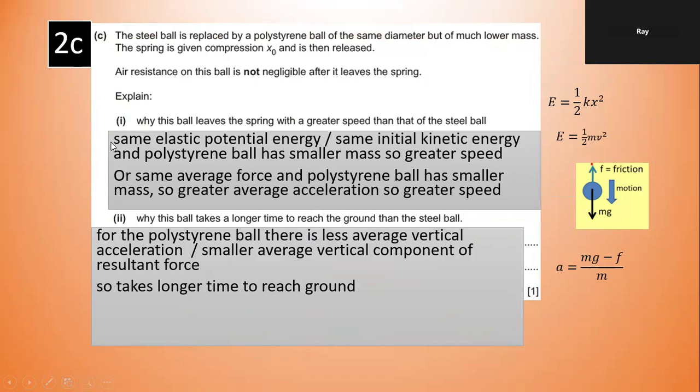You have to explain. I cannot say higher drag force. How does the drag force come in? From the air resistance.